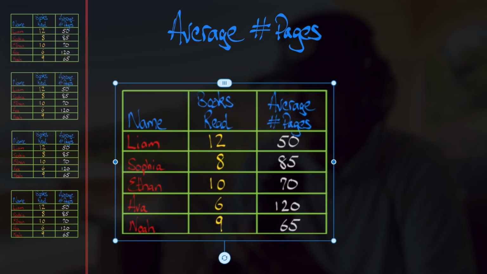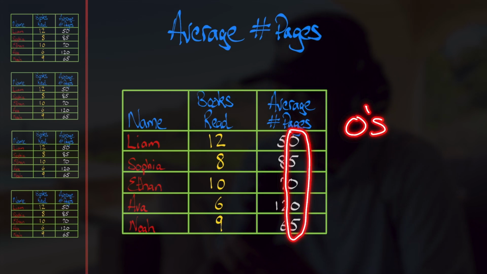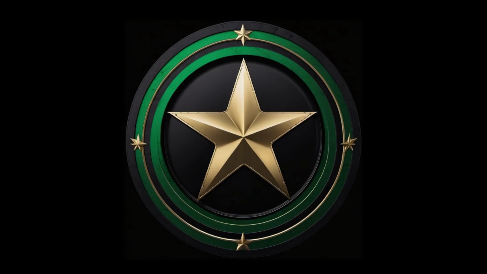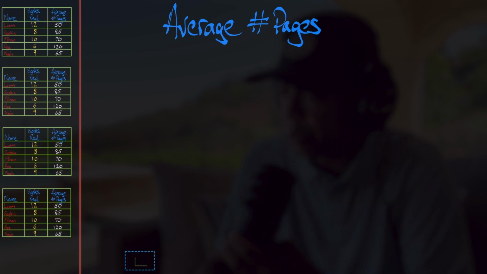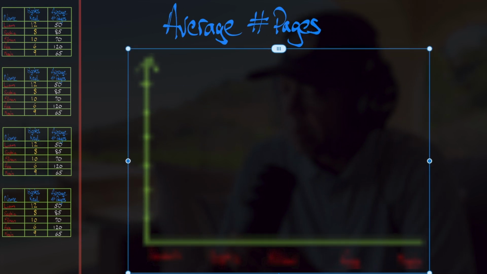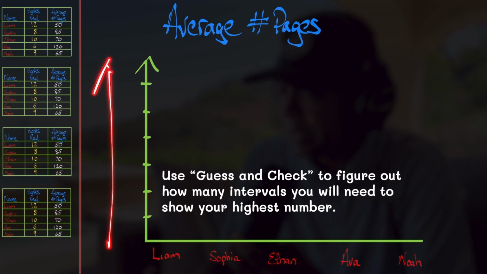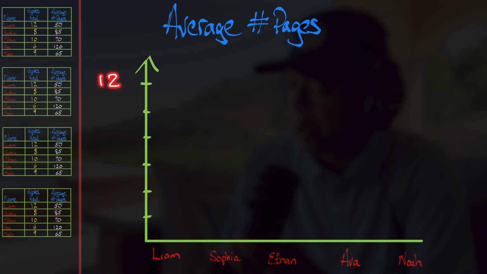When looking at the table to figure out the average number of pages, we look at the last column and we show Liam has 50 pages in his book, and Ava has 120, and the last digits are all zeros and fives. When I'm organizing my number line, I have the names of the kids along the x-axis. My vertical axis is the y-axis, and the y-axis is going to help me with the numbers.